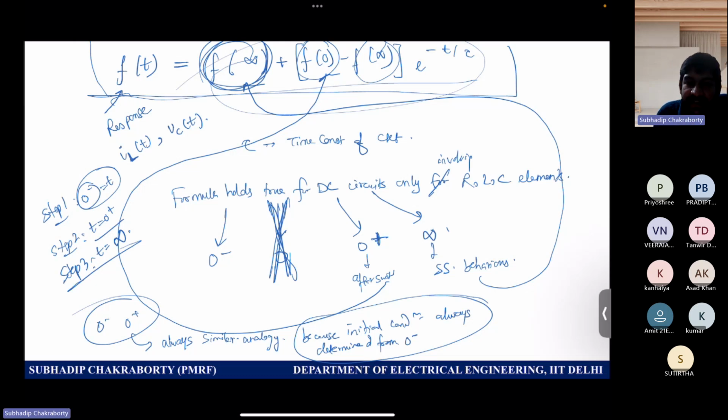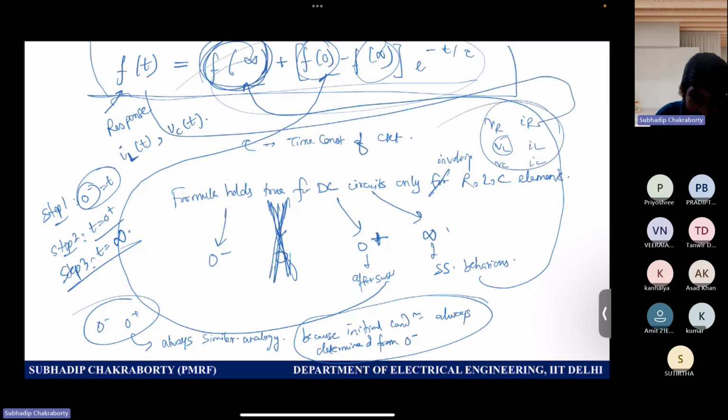With that, you can easily determine any response, right? For one voltage, you can determine one current. For another current, you can determine voltage. Across VR, voltage across resistor, current across resistor, voltage across inductor, current across inductor, or VC, IC, anything you can plug in here, you can actually derive for the response, right? So this holds for only RLC and DC networks.